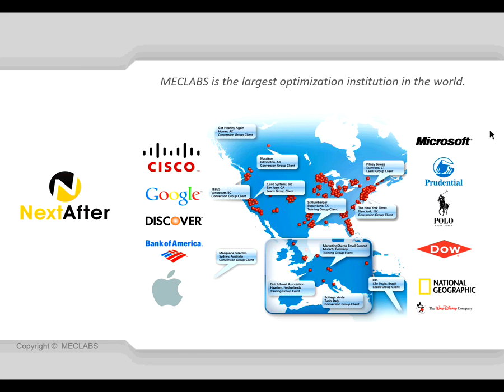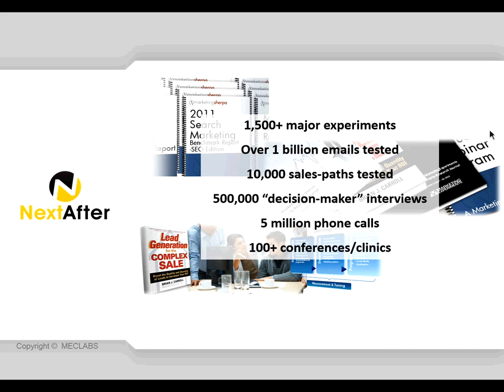And they work with some of the most prominent brands, many of which you would probably recognize today, and they are working with these groups to help them optimize their online marketing experience. And through the course of their research over the past 15 years, they have conducted over 1,500 major experiments. They've tested over 1 billion different emails. They've analyzed and tested 10,000 different conversion paths. They've made 5 million phone calls to key decision makers.